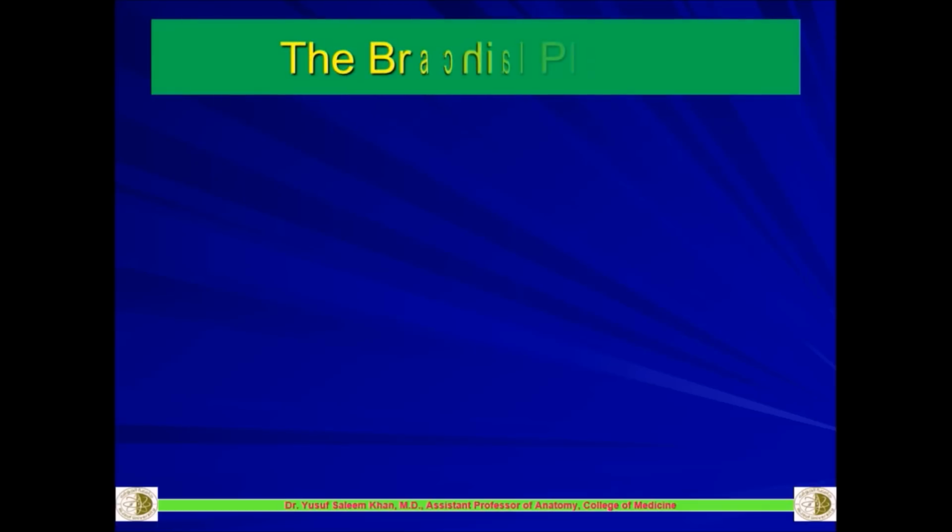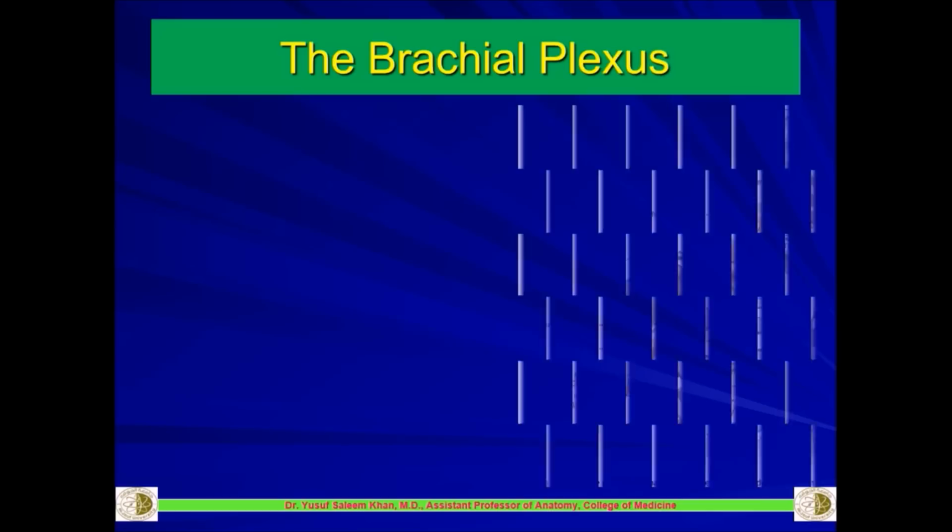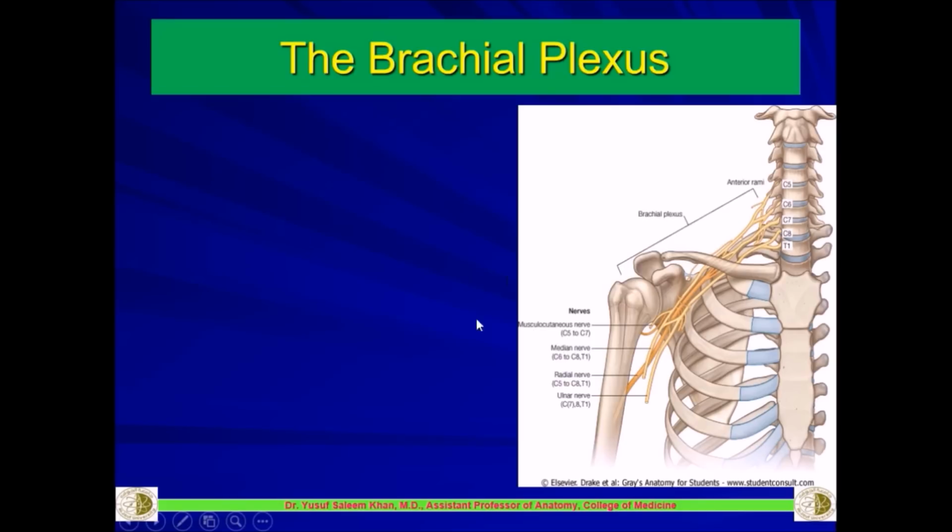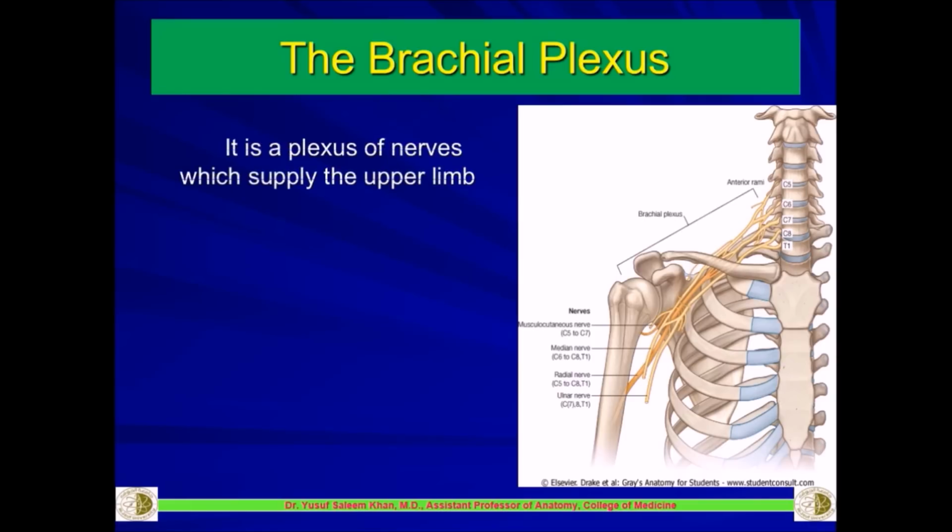Now we'll try to understand the brachial plexus, which is the most important structure, a plexus of nerves which will be supplying the upper limb. So here you can see, these are the plexus of nerves which are coming from the spinal cord, and they'll be passing through the axilla and supply the whole of the upper limb. So this plexus of nerves is called the brachial plexus. It is a plexus of nerves which will supply the upper limb.